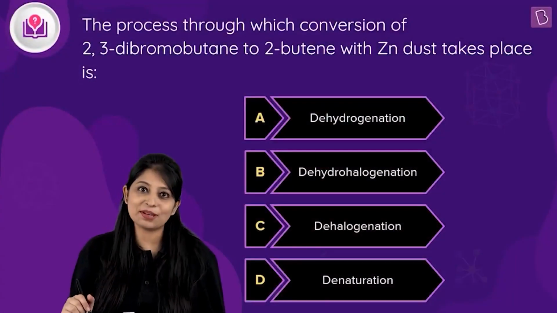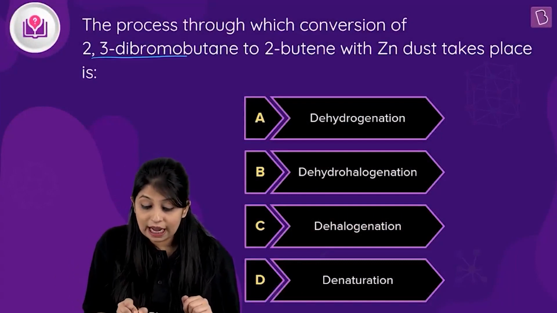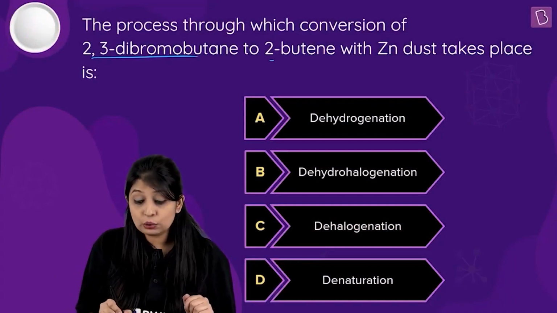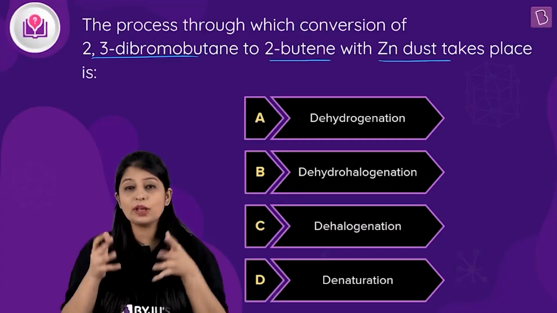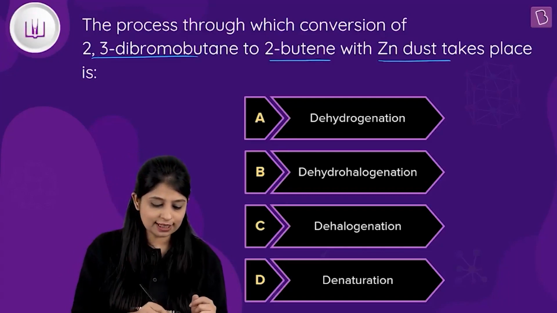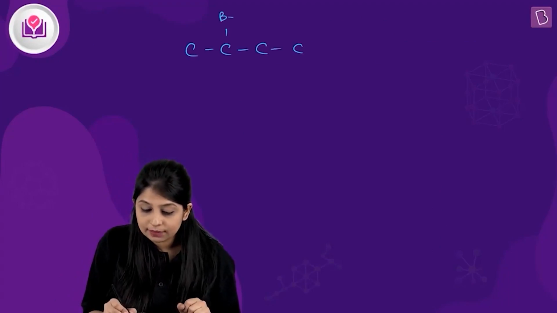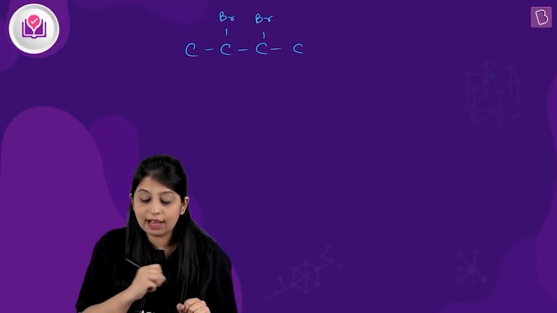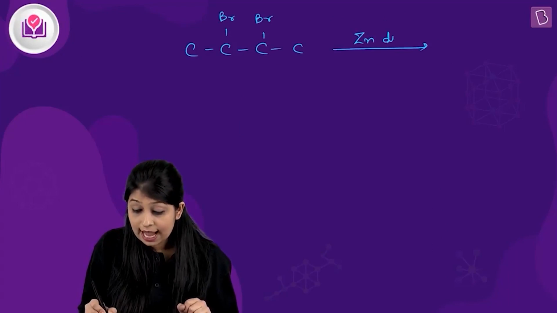Let's have a look at this question. So here in this question, we are converting 2,3-dibromobutane to 2-butene with zinc dust, right? And we have to find out which process this is. First, let's have a look at the reaction. So we have 2,3-dibromobutane. So we have 4 carbon atoms, and at the second and third carbon atoms, we have bromine atoms. So in the presence of zinc dust and heating it, what do we get?